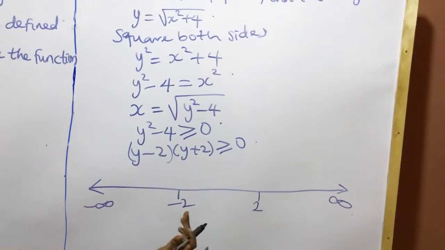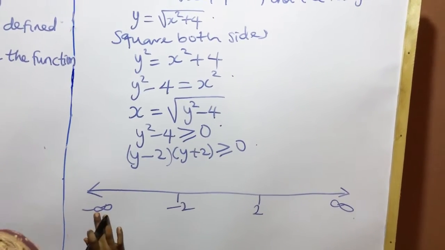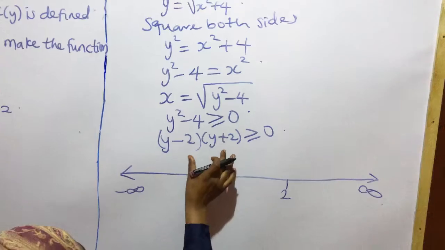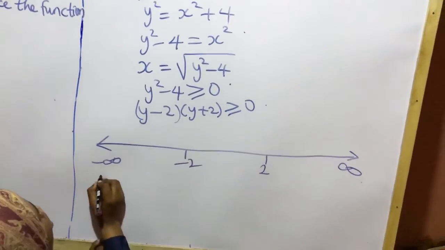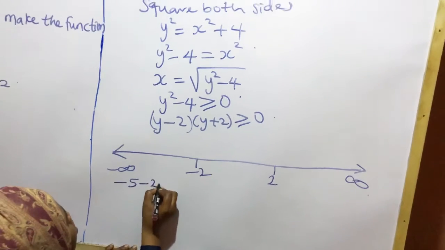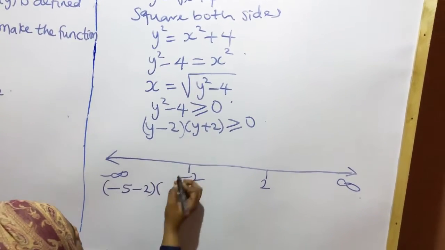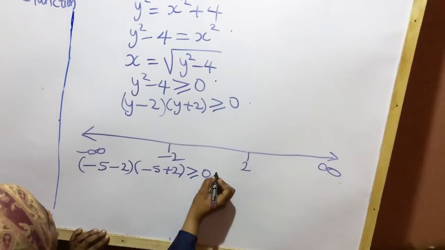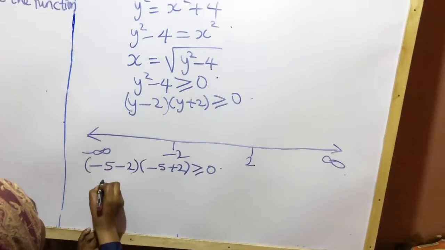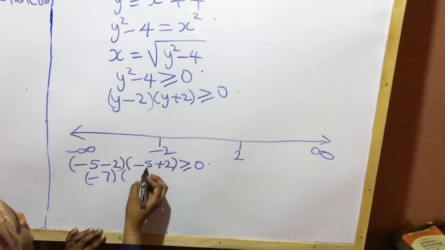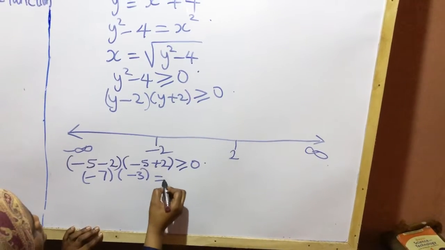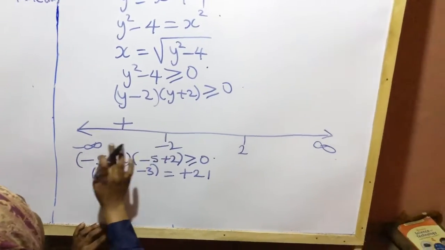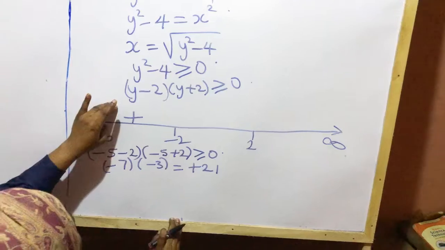Let's take any number between -2 and negative infinity. So let's take -5. Let's plug in -5 inside this expression. So we have -5 minus 2 multiplied by -5 plus 2, and it must be greater than or equal to 0. So this gives -7 multiplied by -3 is equal to +21. So anything between -2 and -infinity will give me a positive answer.